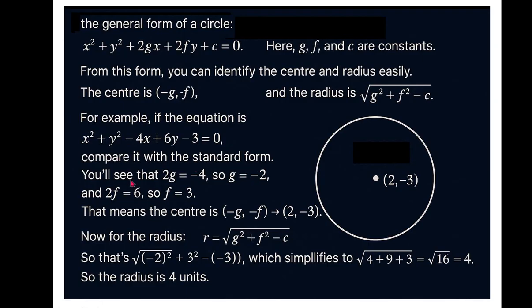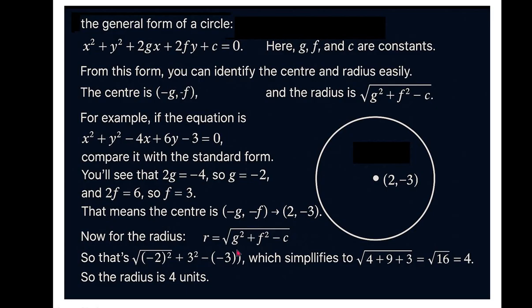Compare it with the general form. We have 2g means minus 4, so 2g is equal to minus 4. 2f means 6 because there is 6y. Here g goes with x and f goes with y, and x square and y square have nothing else. So 2g is minus 4; divide by 2 and you get g equal to minus 2. 2f is equal to 6, so f is equal to 3. That means the center is (minus g, minus f), so we change the sign. Minus 2 will become plus 2, and plus 3 will become minus 3. So the center of this circle is (2, minus 3).